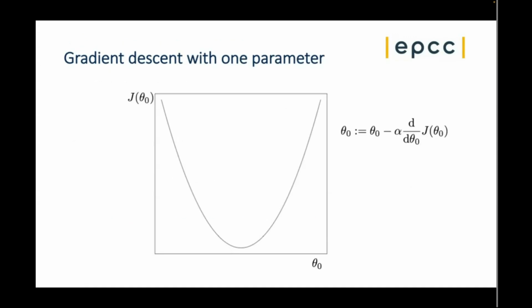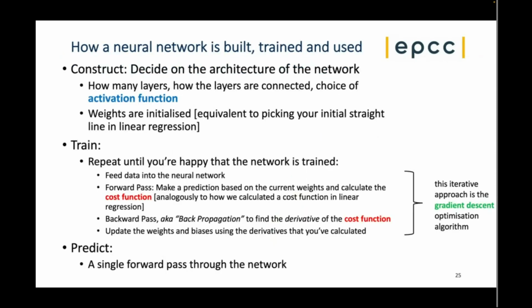So just a quick reminder about gradient descent with one parameter, what we had yesterday: the aim is that we're minimizing a cost function by moving along a slope until we can find the value of the parameters that minimize the cost function. So that's how logistic regression is built up.